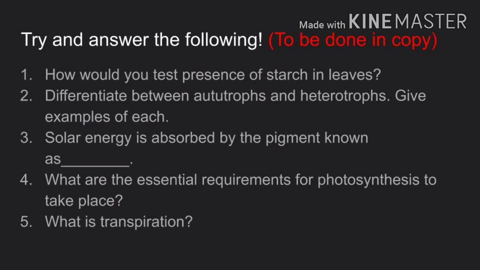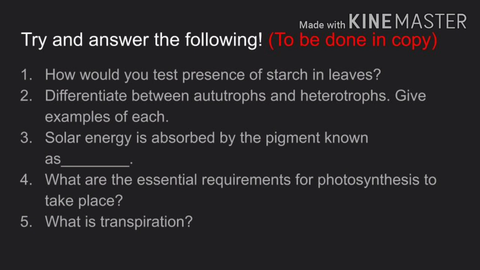Third one is a fill in the blank question. Solar energy is absorbed by the pigment known as dash. Fourth question, what are the essential requirements for photosynthesis to take place? And the last question, what is transpiration?